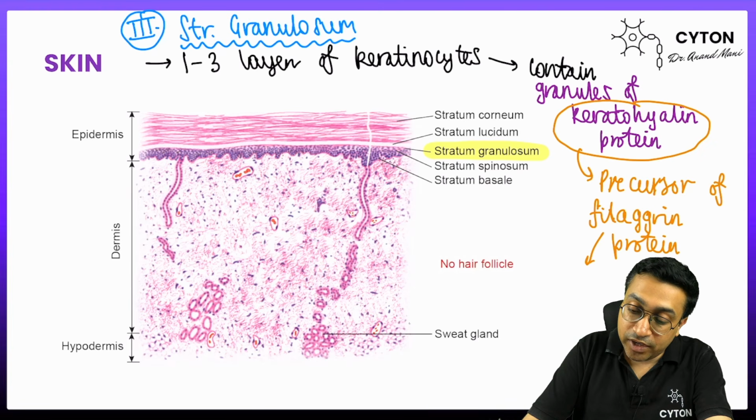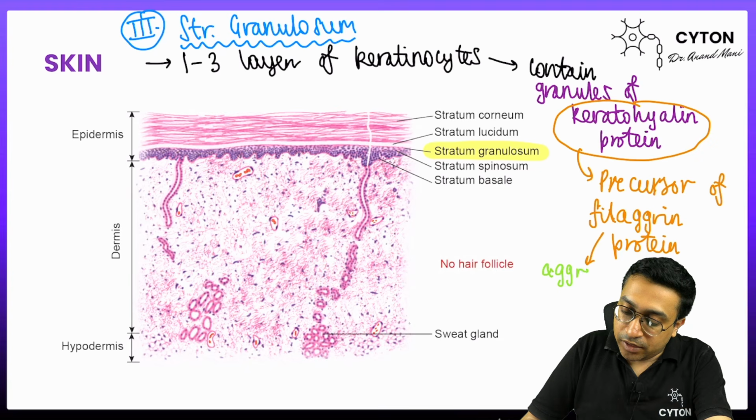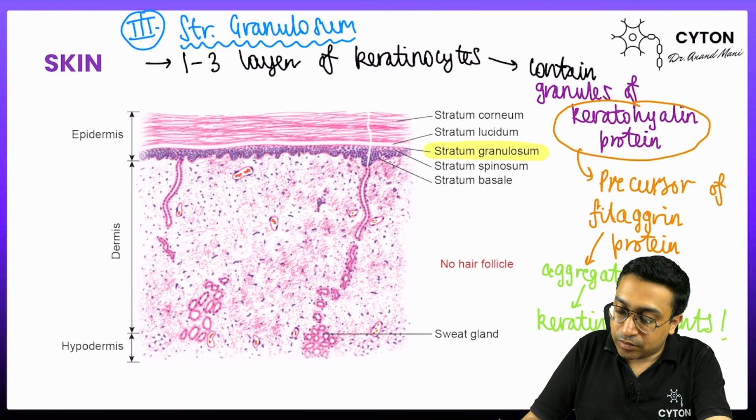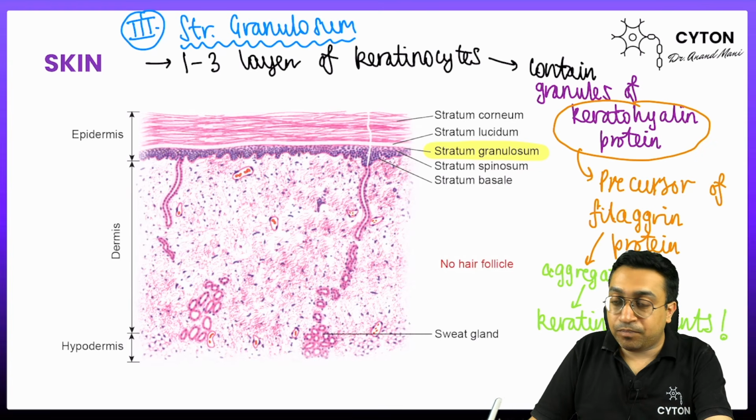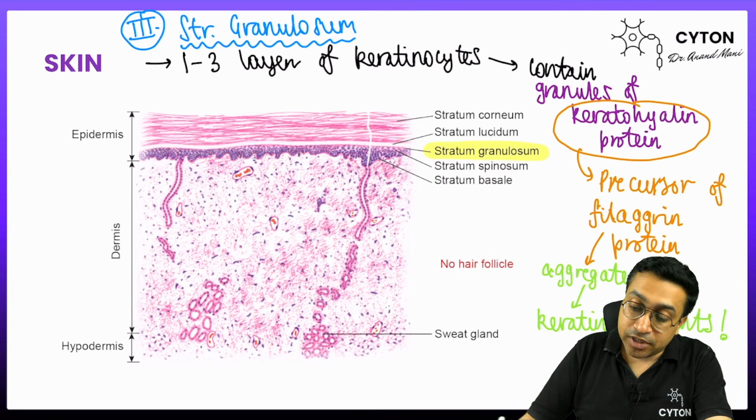On aggregation it will form the keratin filaments. So you can write: it aggregates to form the keratin filaments. So this is about the stratum granulosum.